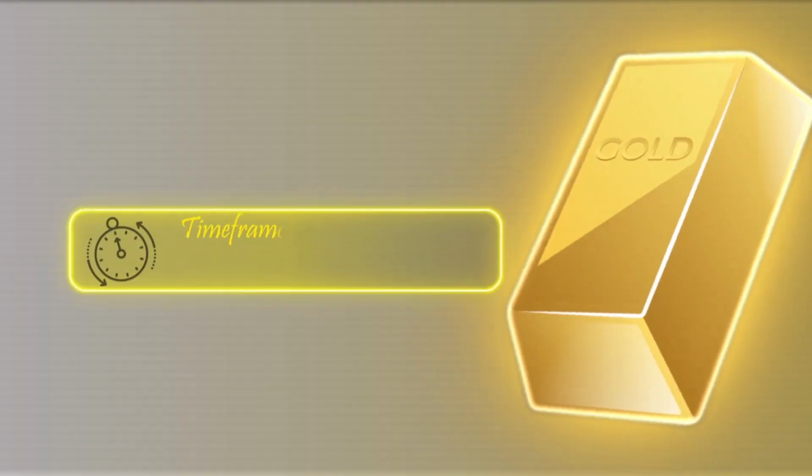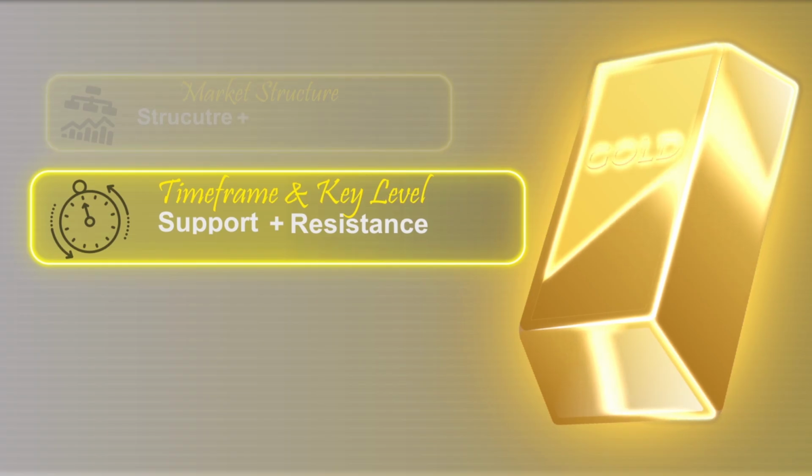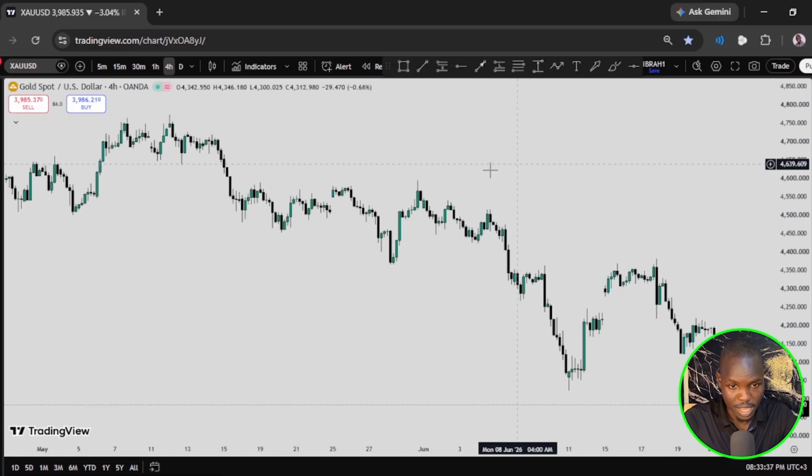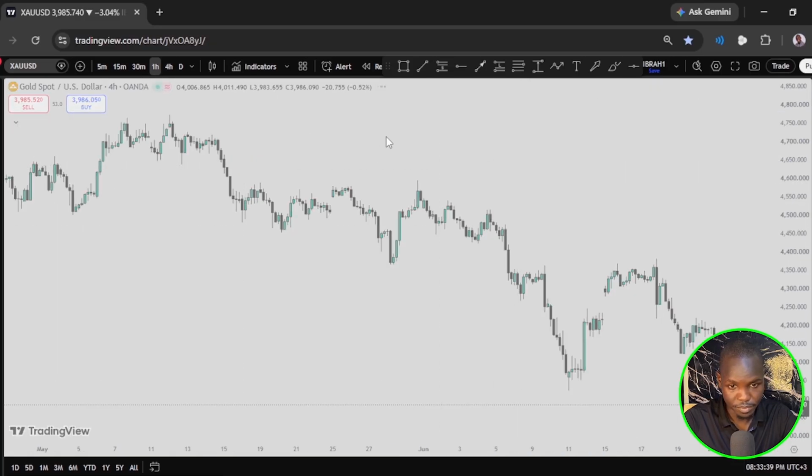I'll just go to the next step, which is identification of the key levels. Key levels can be support and resistance, or supply and demand. Some people use imbalances and fair value gaps, depending on whether they're trading price action, be it SMC or ICT. But in my approach, I'm going to use support and resistance. So I'll just go ahead and remove all this and go to the 1-hour time frame.